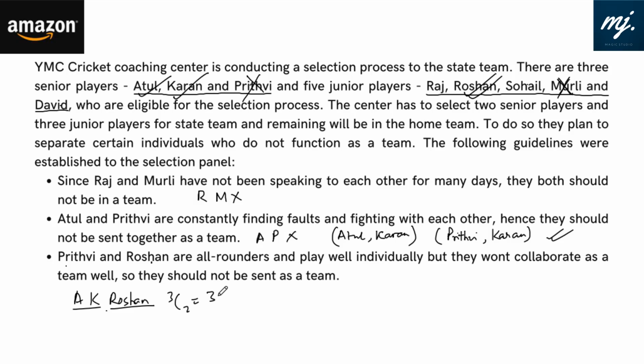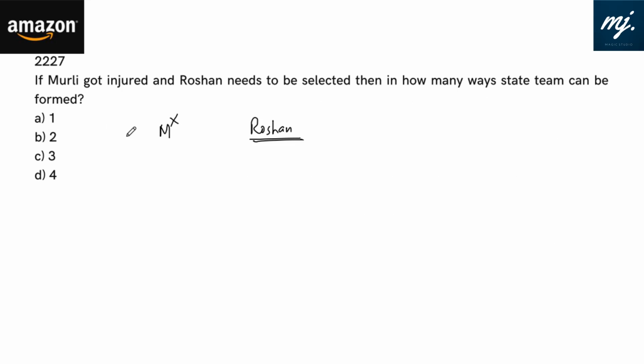So it should be 3C2, that is 3 ways. Yes, in 3 ways we can have our team selected. If Murli got injured, Roshan is already there, then in 3 ways we can have our state team selected.